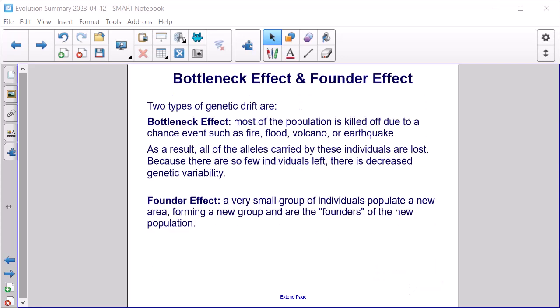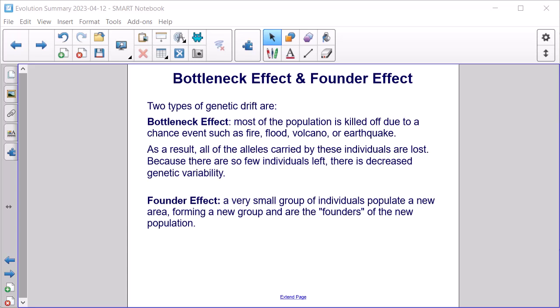Bottleneck effect and founder effect. Two types of genetic drift are: one, the bottleneck effect, where most of the population is killed off due to a chance event such as fire, flood, volcano, or earthquake. As a result, all of the alleles carried by these individuals are lost. Because there are so few individuals left, there's decreased genetic variability.